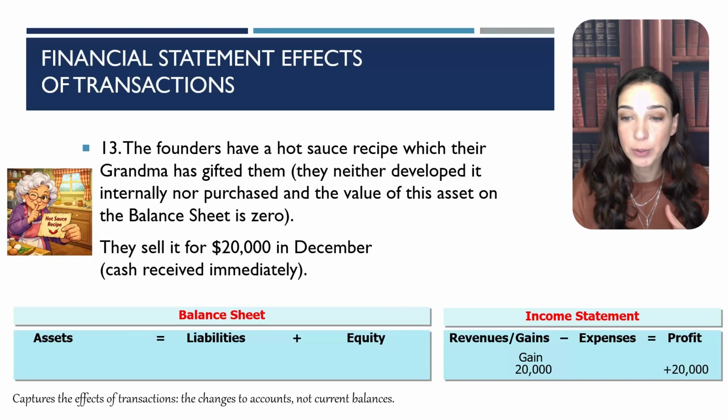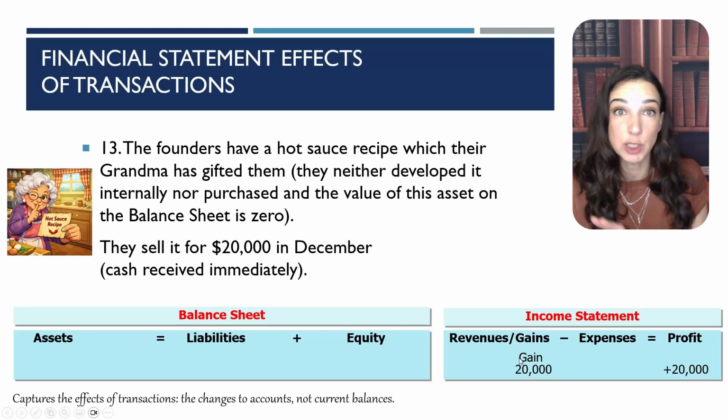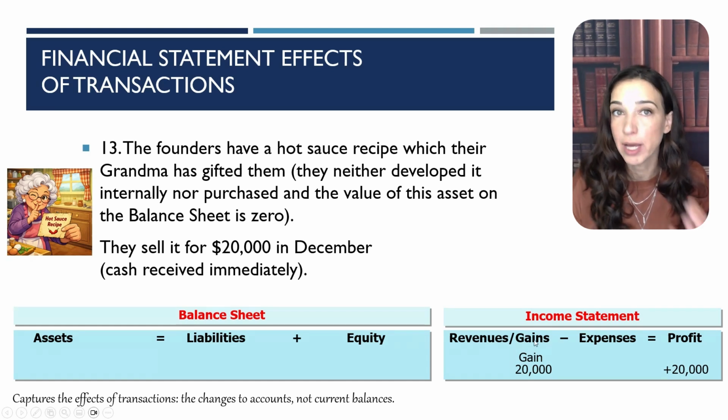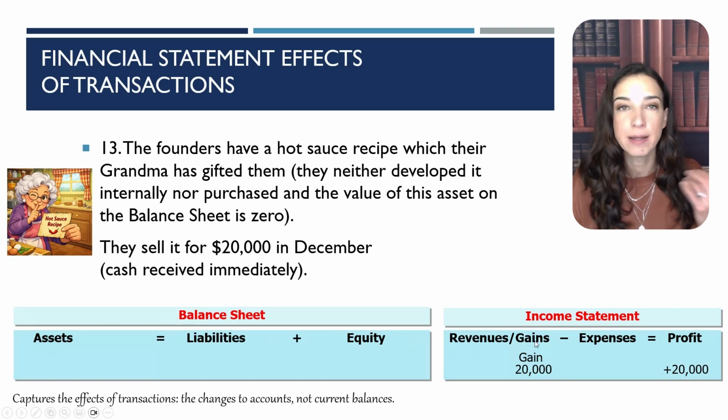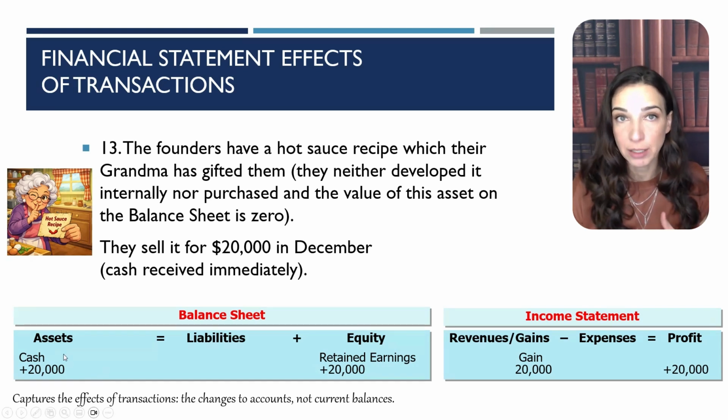It is going to show up on the income statement, but I'm going to put it in the revenue column just because I don't have space, but I want to be very clear. It's actually a gain account, a gain on sale of a recipe that goes up by $20,000. Profit increasing transaction means that our retained earnings account goes up. And in this example, there's no asset that they're removing from the balance sheet. It's just cash that's coming in for $20,000.